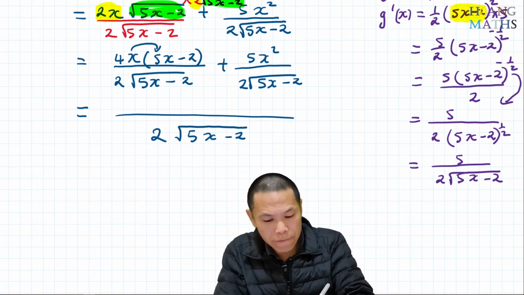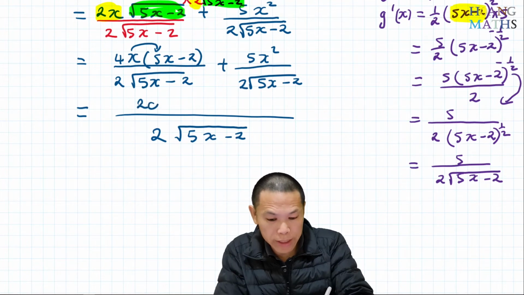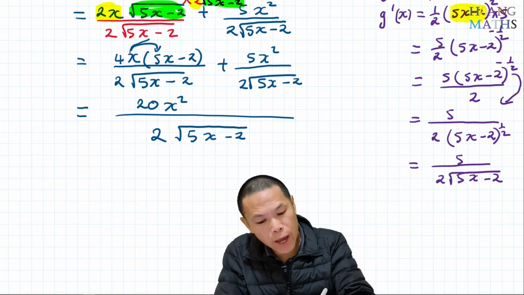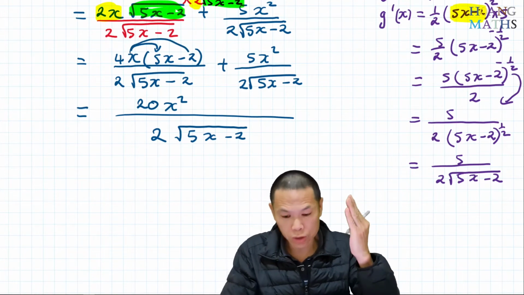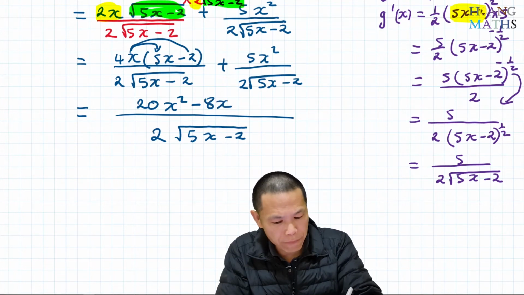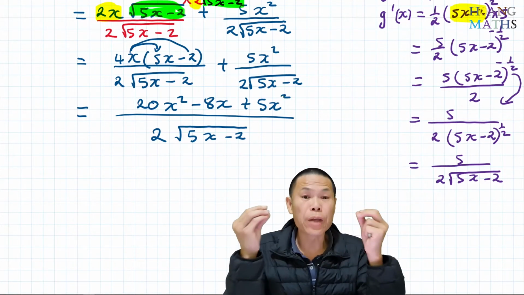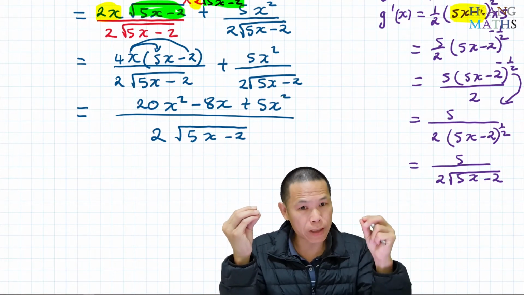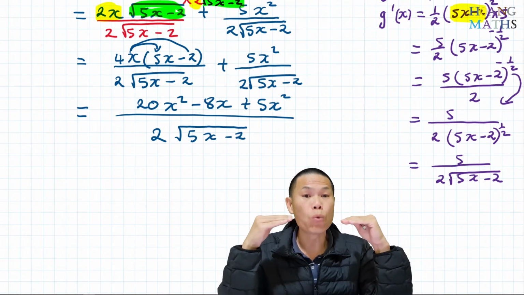So that gives me 5 times 4 is 20, and x times x is x squared. Then 4x times negative 2. So 4 times negative 2, of course, gives me negative 8. And then the x we write down, and 5x squared, I just write it out. There you go. Okay, so I just expanded the brackets and put it all in one fraction.